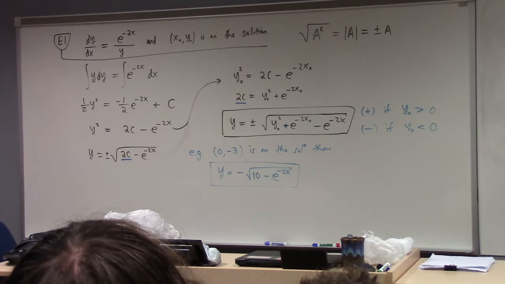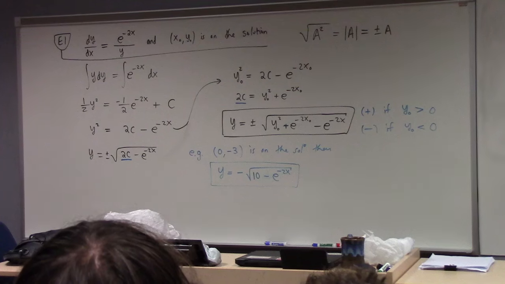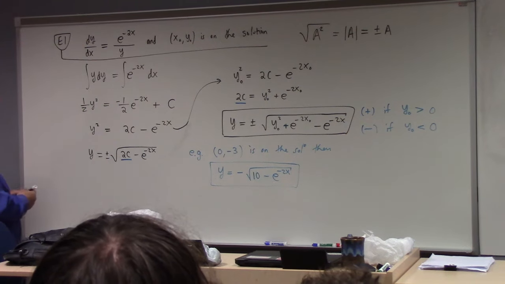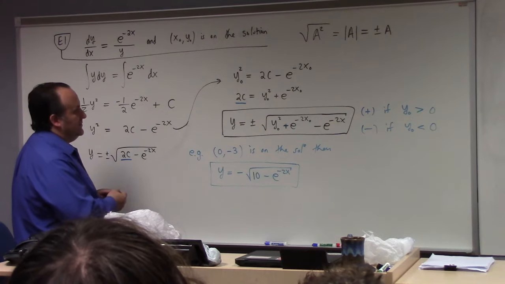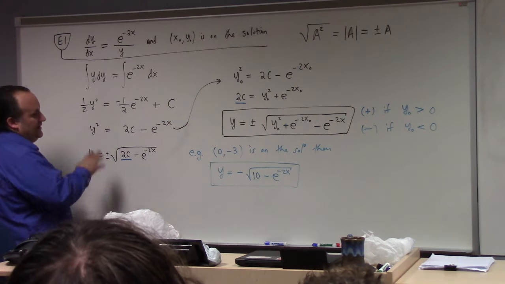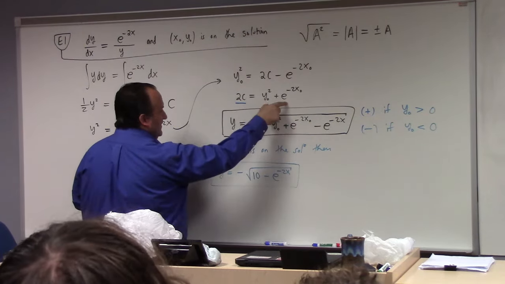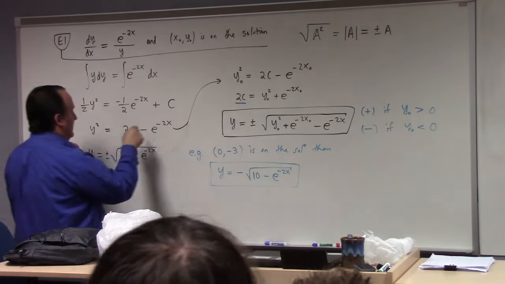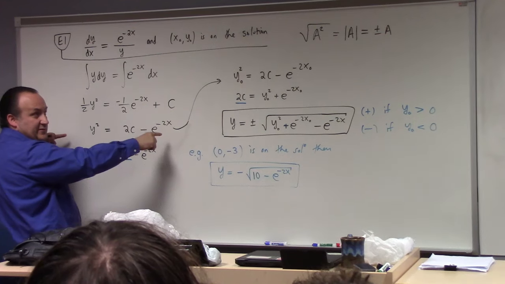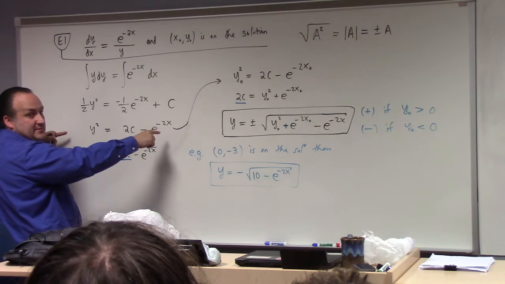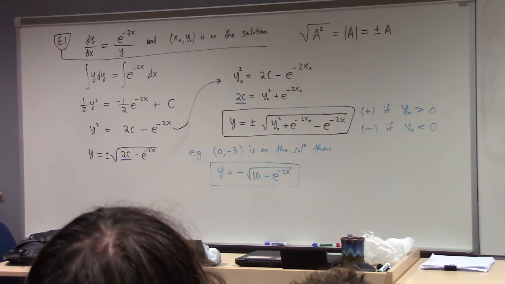Now, if I just ask you for an implicit solution, you can kind of dodge this, right? An implicit solution to this problem, which works for everything, you could take this formula for 2c right here and just plug it in here, and then that equation would be an implicit solution, which goes through x naught, y naught. Whether y naught's positive or negative, it would be legit.